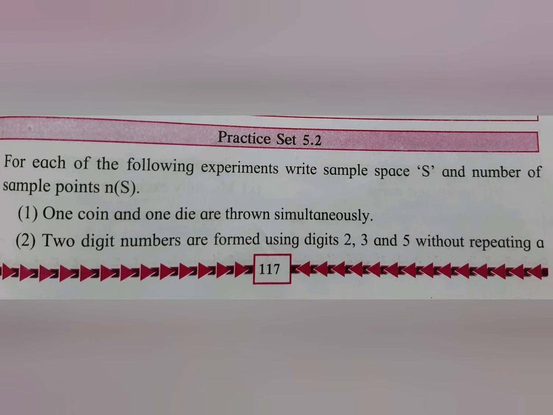And in the question number 1 we have to write the sample space and number of sample space, and the first condition is when 1 coin and 1 dice are thrown simultaneously. So we have to write the sample space and number of sample space. And the second condition is when 2 digit numbers are formed without repeating, using the numbers 2, 3 and 5.